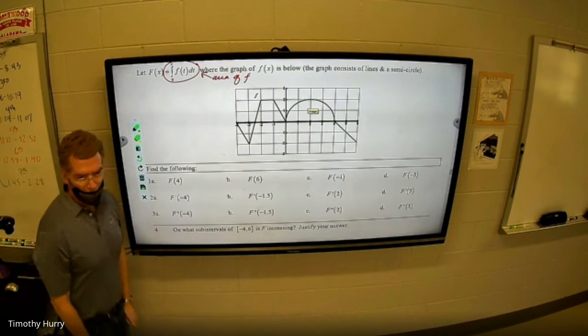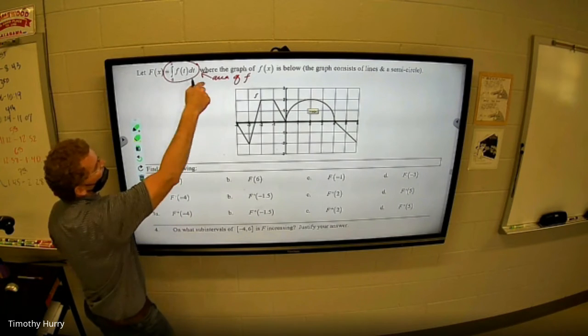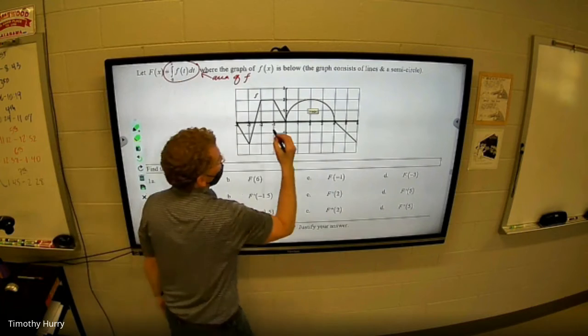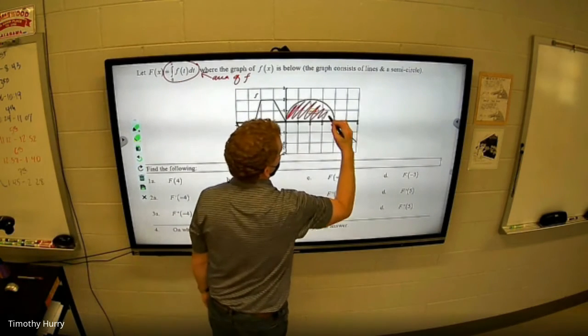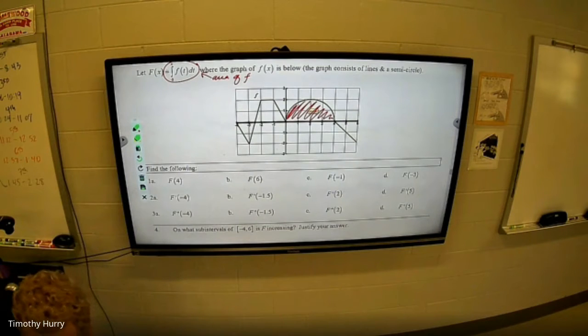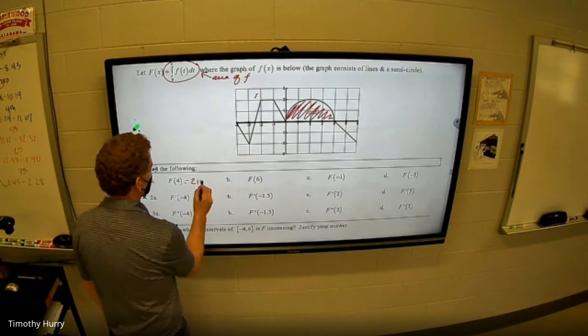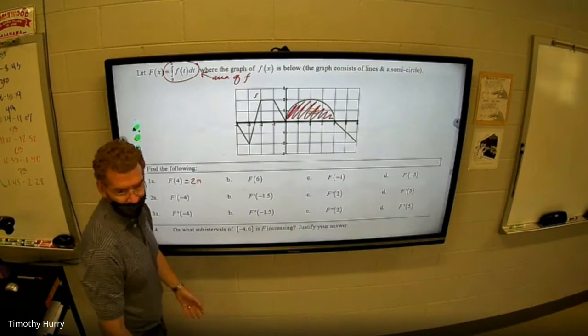First one's 4. So what is big F of 4? It is the area of little f from 0 to 4. Here's 0 to 4. And what is that right there? It is a semicircle. Radius is 2. 1/2 of a pi r squared. So 2 pi. Done. You get no points for work on something like that.